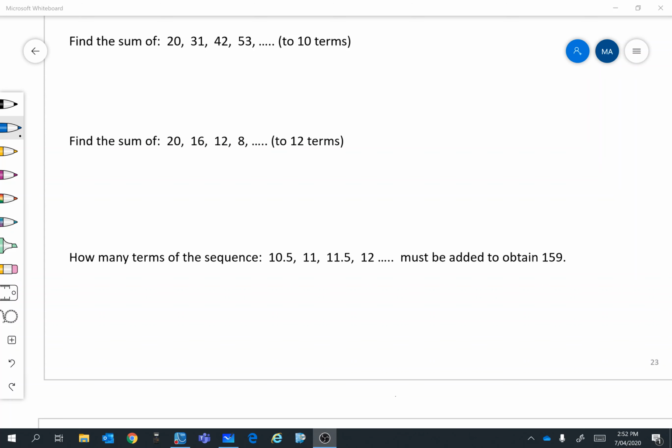Hi General Math students. In this video we're going to continue our study of arithmetic series. Arithmetic series involves summing arithmetic sequences. We're going to do this last example here, in which we're given a sequence and we're asked how many terms will we need for them to all add up to 159 in total.